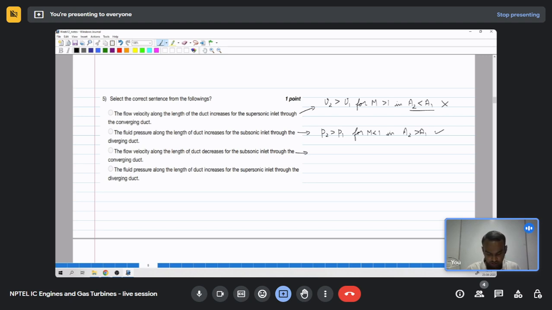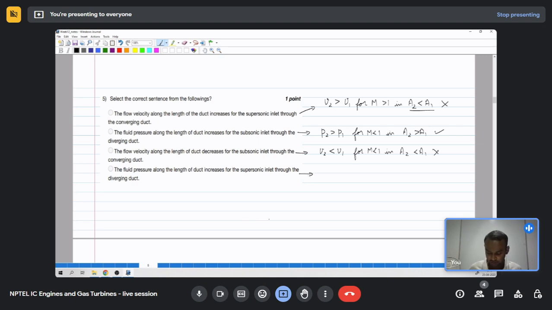Flow velocity along the length of the duct decreases. So V2 is less than V1 for subsonic flow for M less than 1 in a convergent duct. Convergent duct means A2 is less than A1. Subsonic flow convergent duct means it will act as a nozzle. In a nozzle, V2 is greater than V1, so this is wrong.